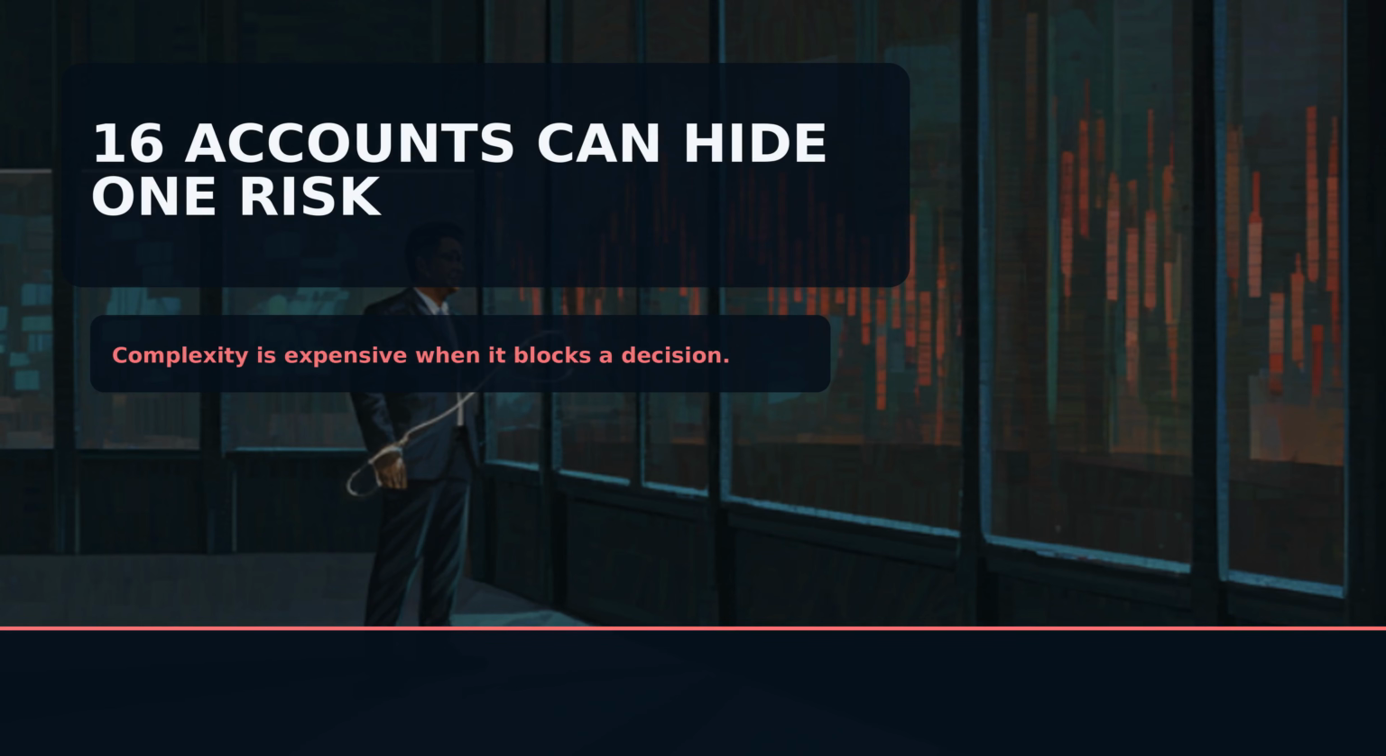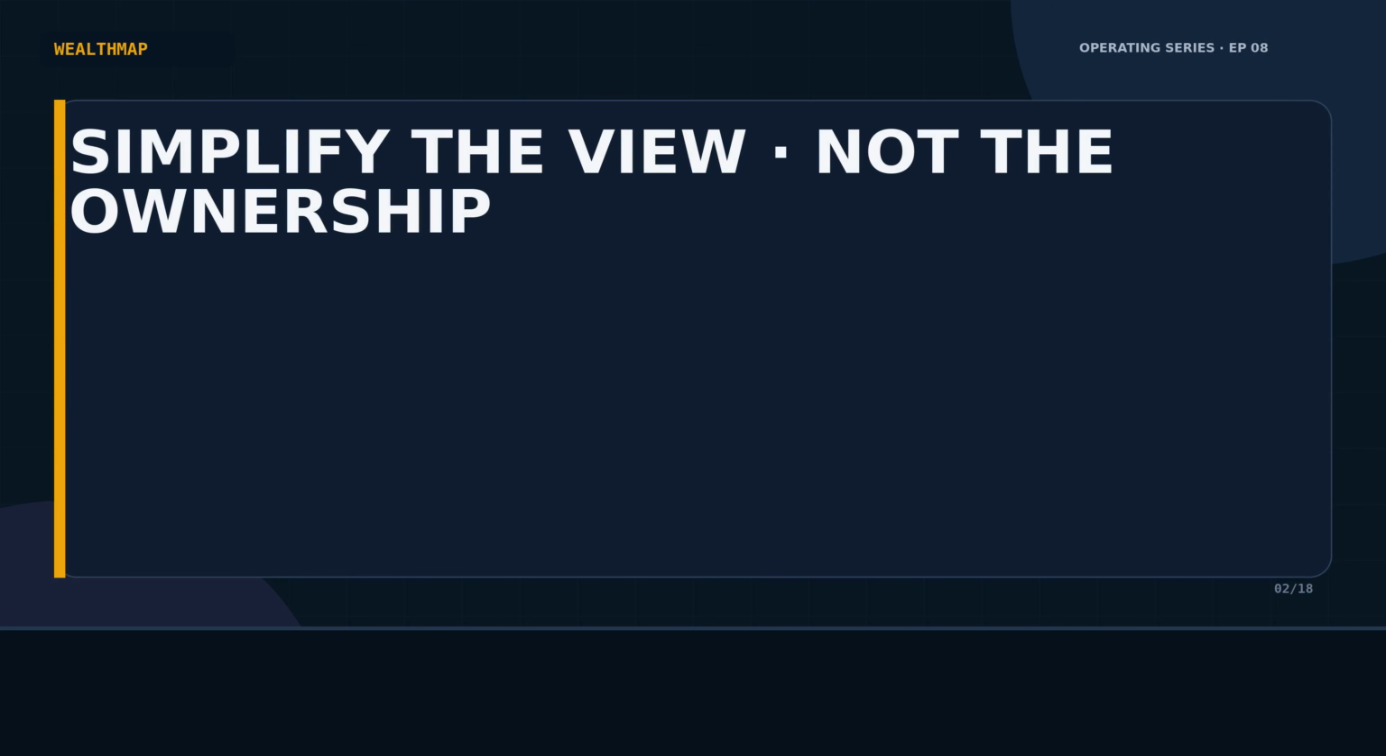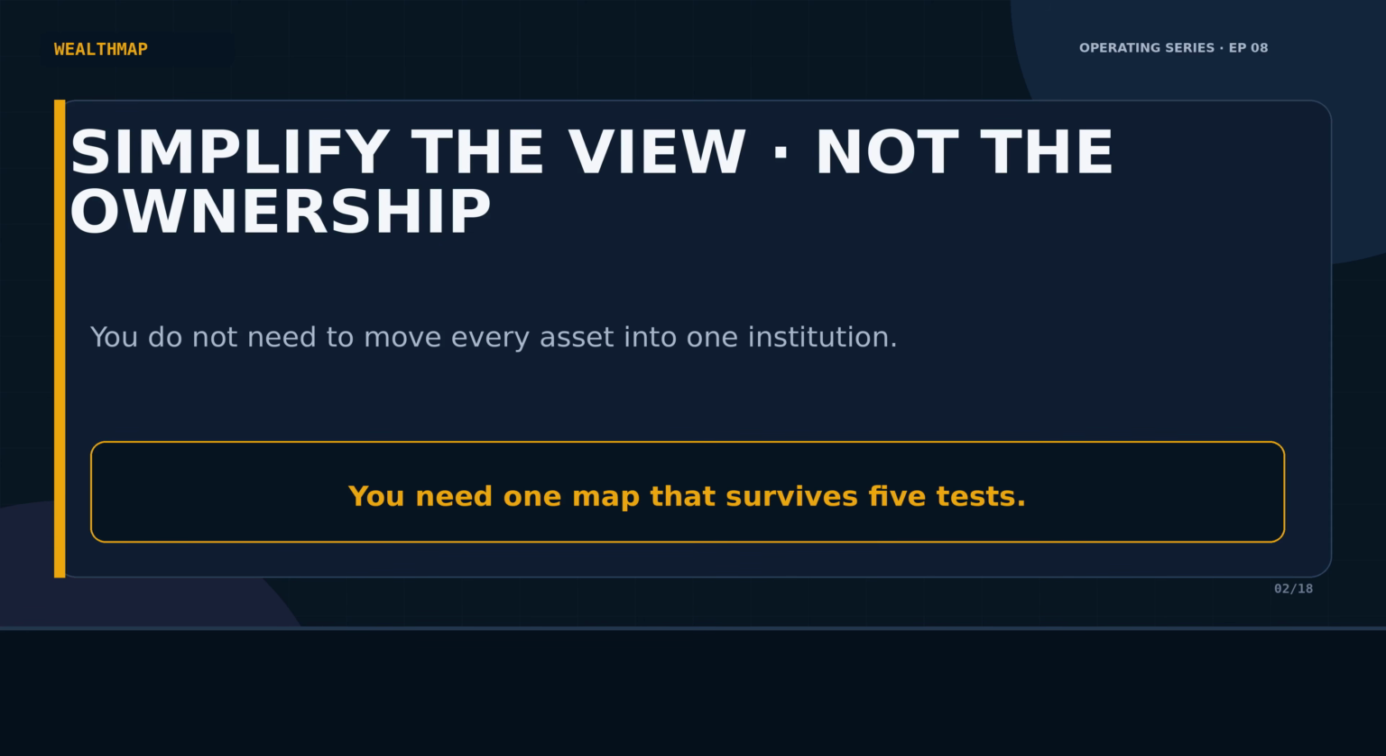16 accounts, 4 currencies, 2 properties, and 3 retirement systems can look diversified while hiding one simple risk. You cannot explain the whole system fast enough to make a clean decision. Simplification does not mean selling everything or moving custody to one institution. It means reducing the number of places where context can disappear. The WealthMap test gives you 5 checks for doing that without pretending every asset is the same.